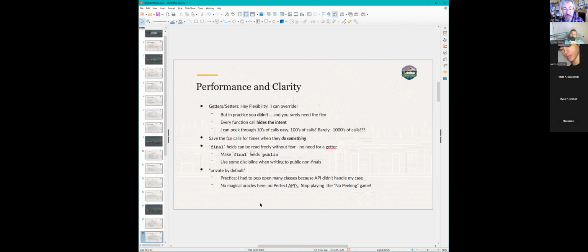Fine. Final fields. Final works, does what it says right on the tin. Make the final fields public and walk away. Use some discipline when writing to public non-finals. And this gets into private by default, which gets into modern IDEs and all.